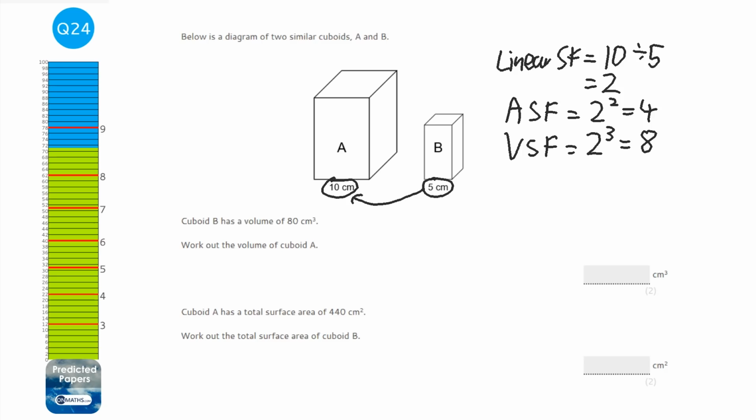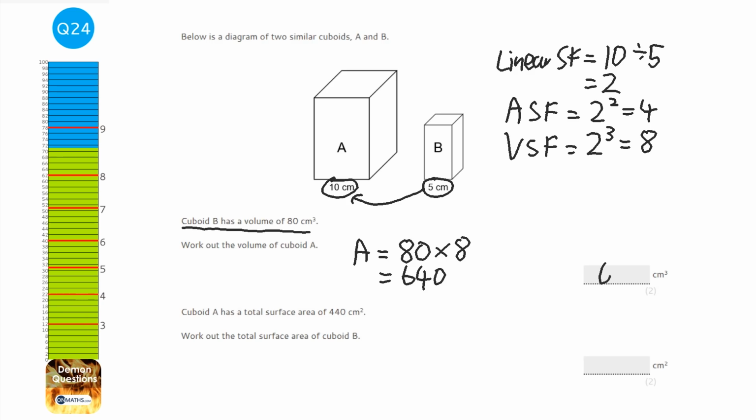So with this first question, it says cuboid B has the volume of 80. So if B has 80, the volume of A is going to be 80 times the volume scale factor, which is 8. So that's going to be 64 with a 0, so 640.